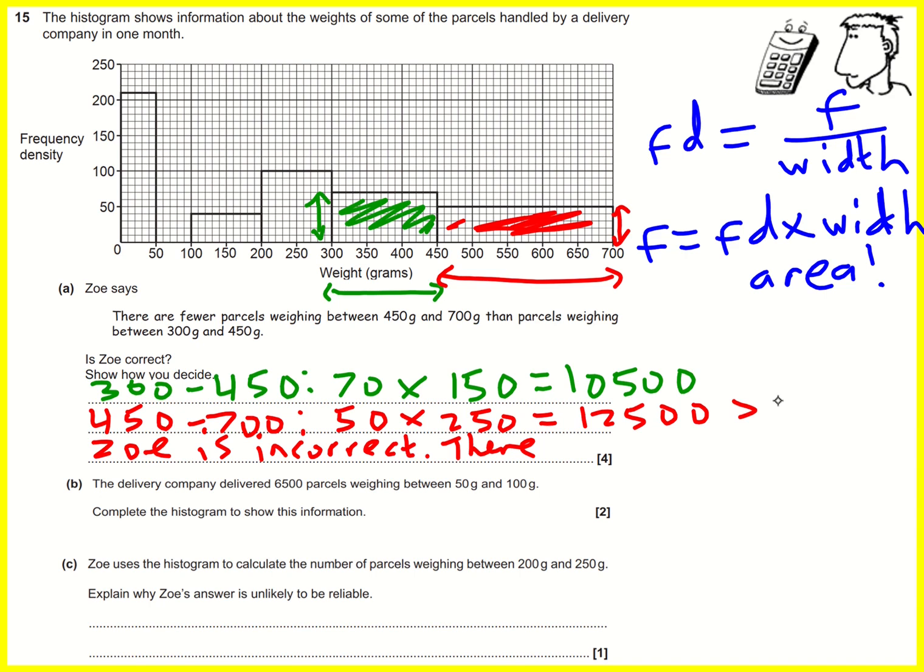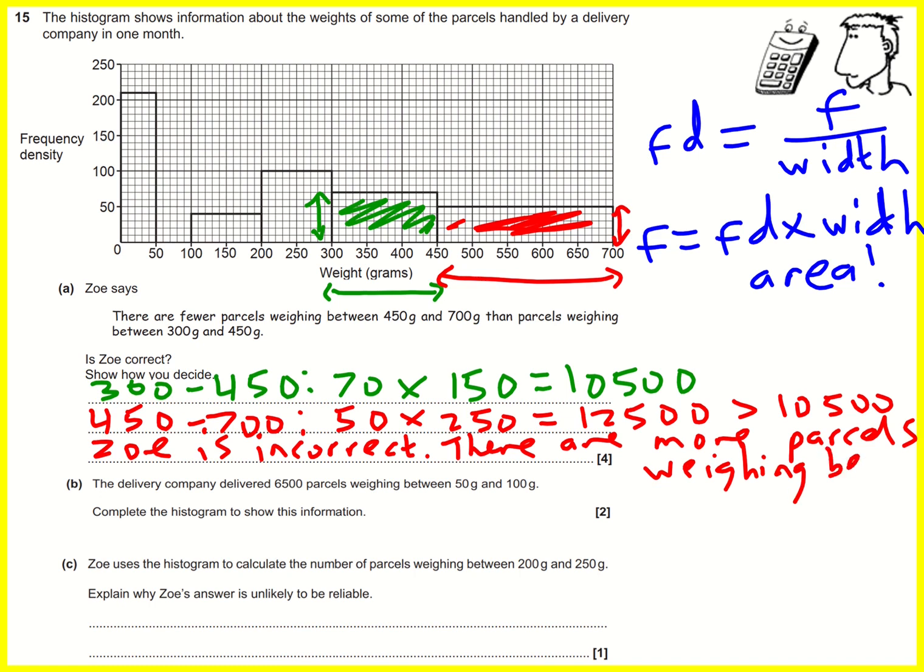Maybe I'll just say that this is greater than 10,500. There are more parcels weighing between 450 and 700. I'm just going to stop there. I could say than 300 grams and 450 grams, but I think I've illustrated my point.